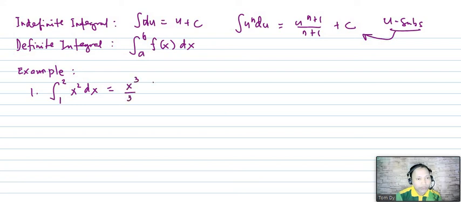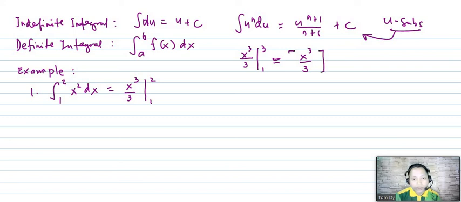X cubed over 3 with limits from positive 1 to positive 2. In some books, instead of writing x cubed over 3 with lower and upper limits, we can make use of this symbol, this notation, x cubed over 3 from 1 to 2.